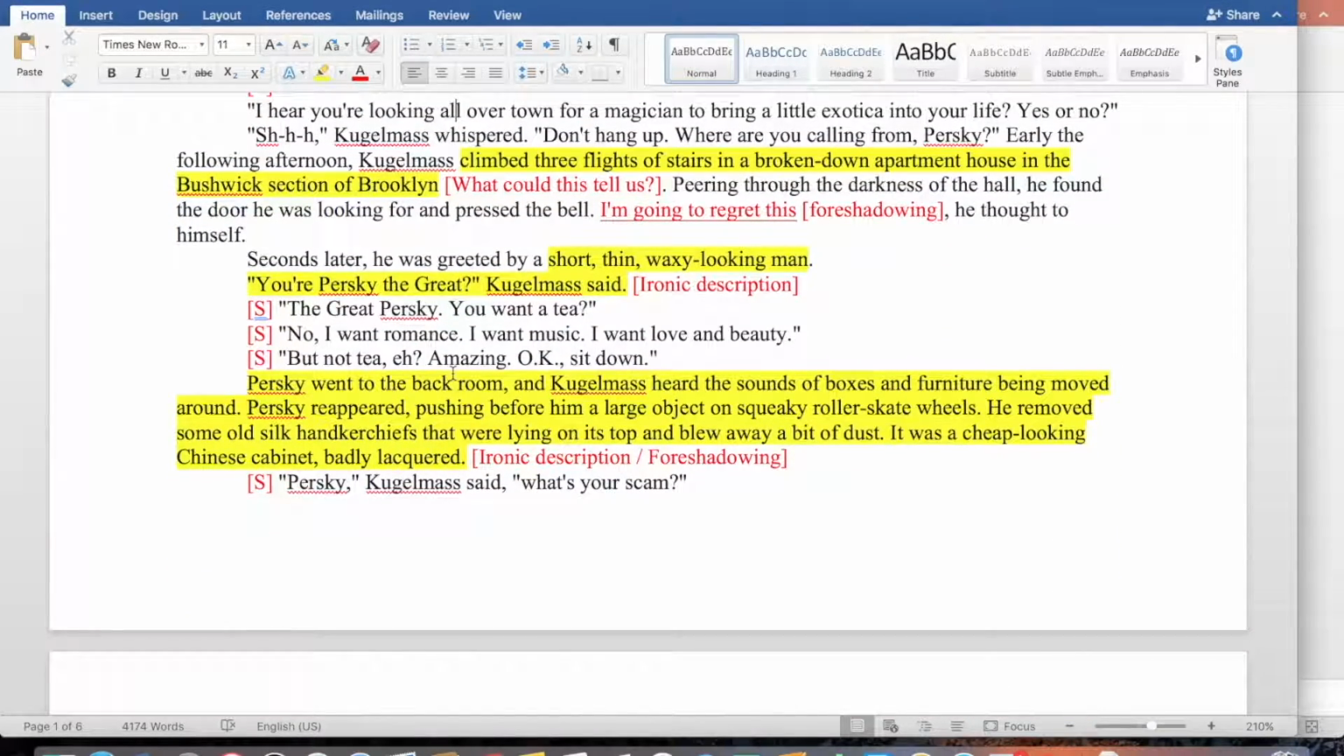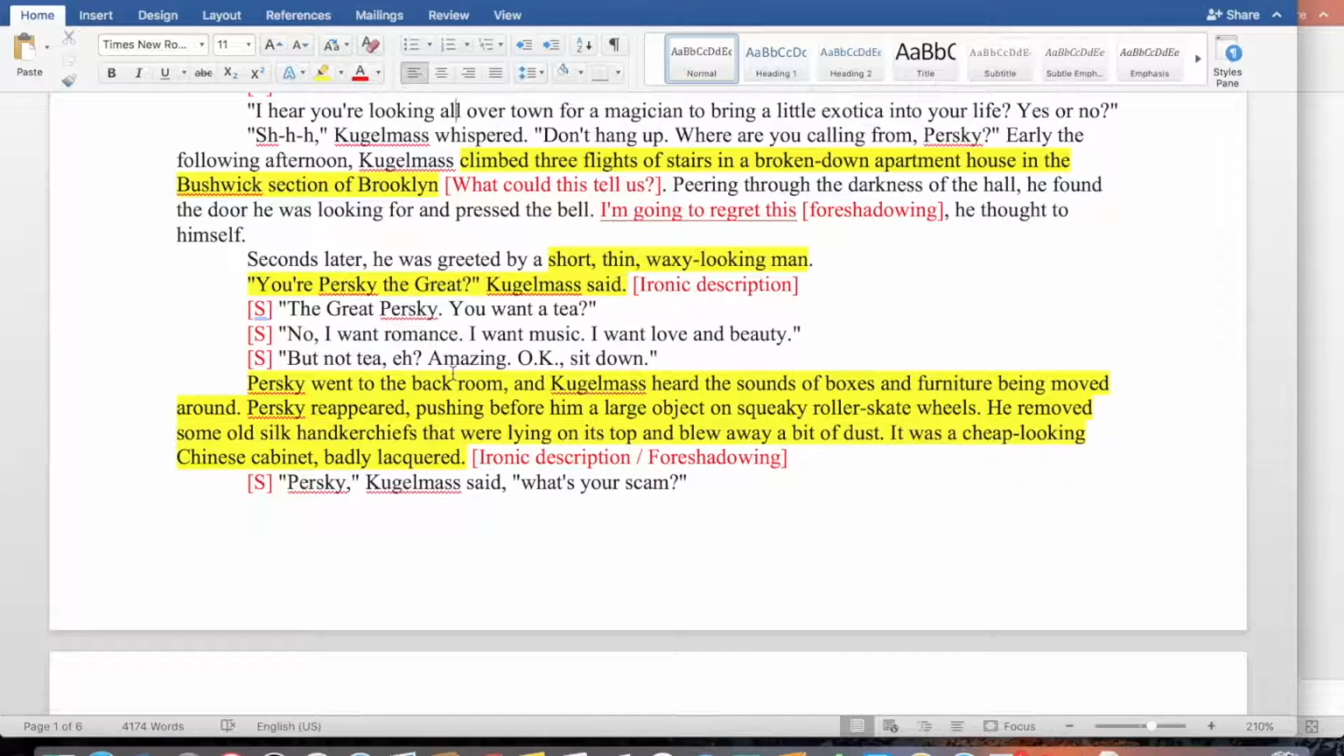I hear you're looking all over town for a magician to bring a little exotica into your life. Yes or no? Shh, Kugelmass whispered. Don't hang up. Where are you calling from, Persky? Early the following afternoon, Kugelmass climbed 3 flights of stairs in a broken down apartment house in the Bushwick section of Brooklyn.